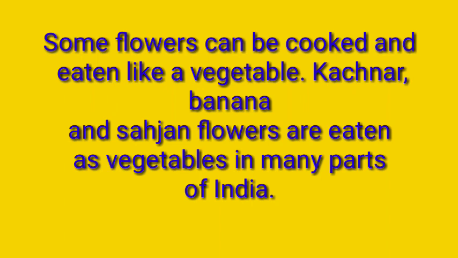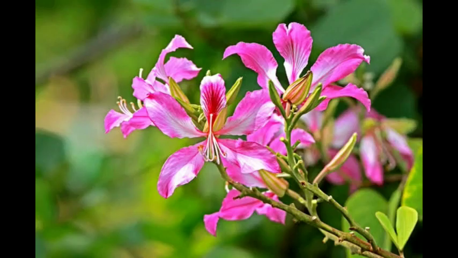So some flowers can be cooked and eaten like a vegetable. So kachnar, banana and sehjan flowers are eaten as vegetables in many parts of India. So these flowers are cooked like a vegetable and eaten. Okay, so banana flower, it is eaten in wide varieties of dishes. So let's have a look at kachnar. So this is the kachnar flower which I have not eaten myself, but I hope you all must have eaten. Some of you at least would have eaten this.